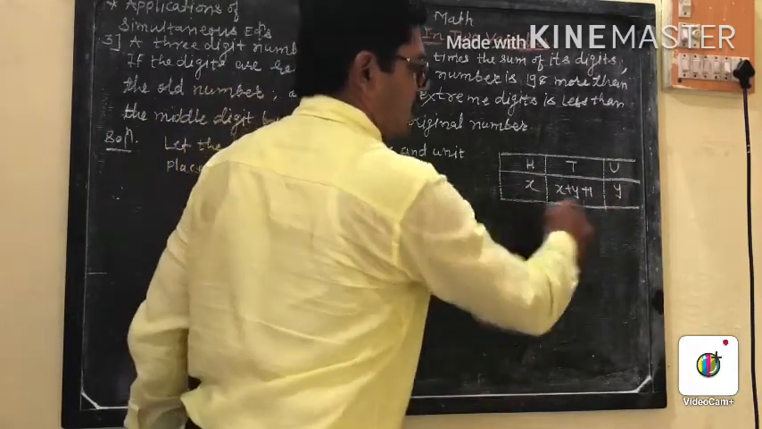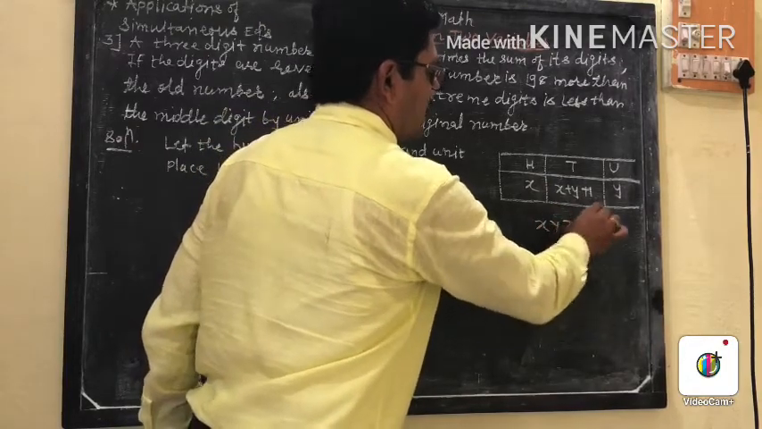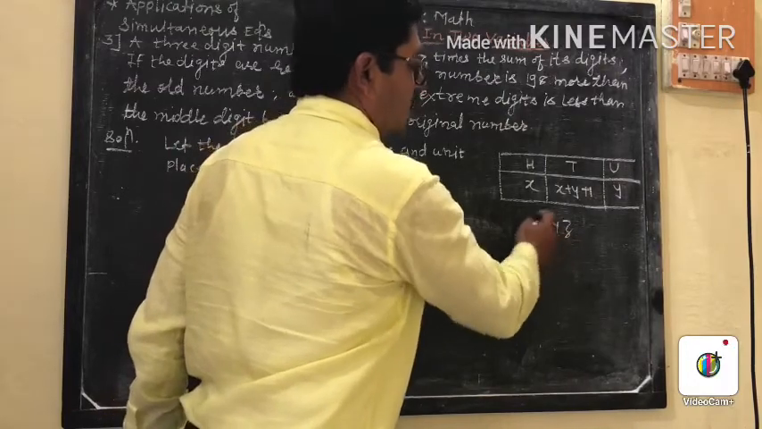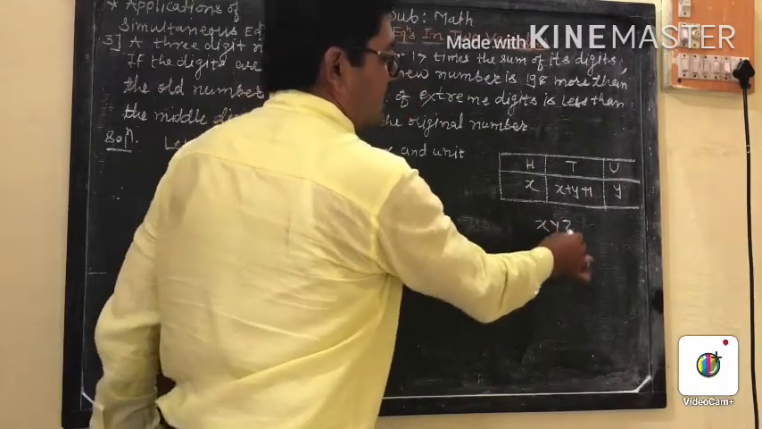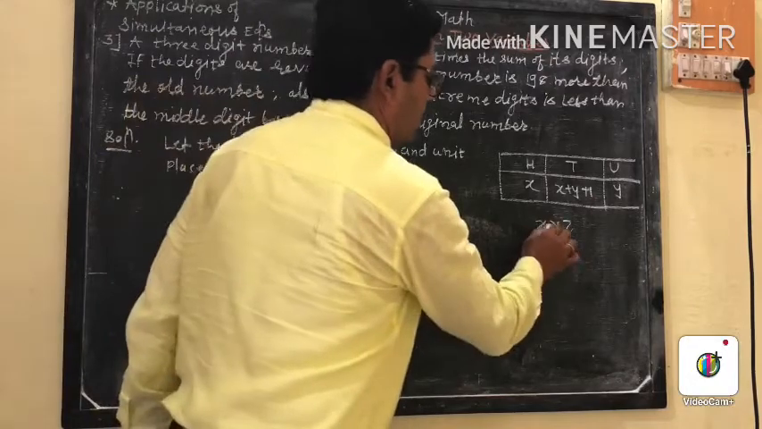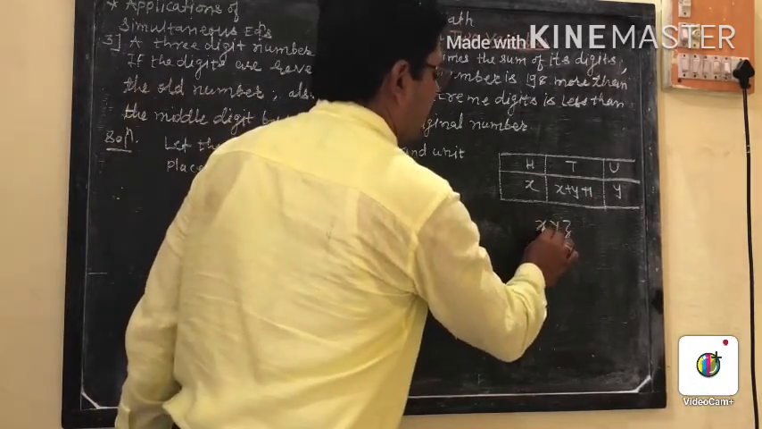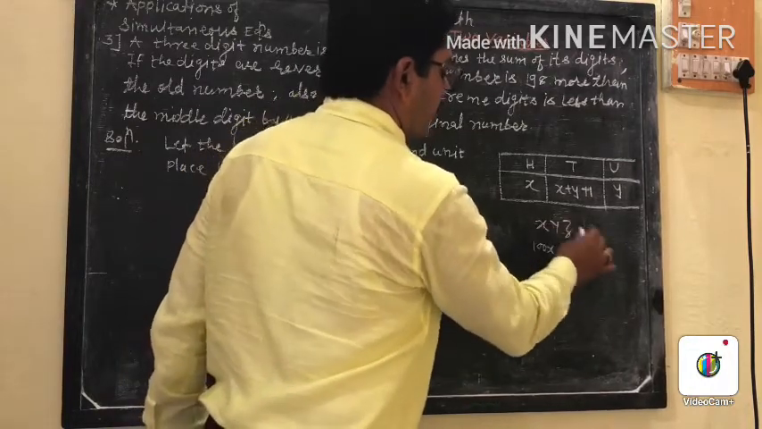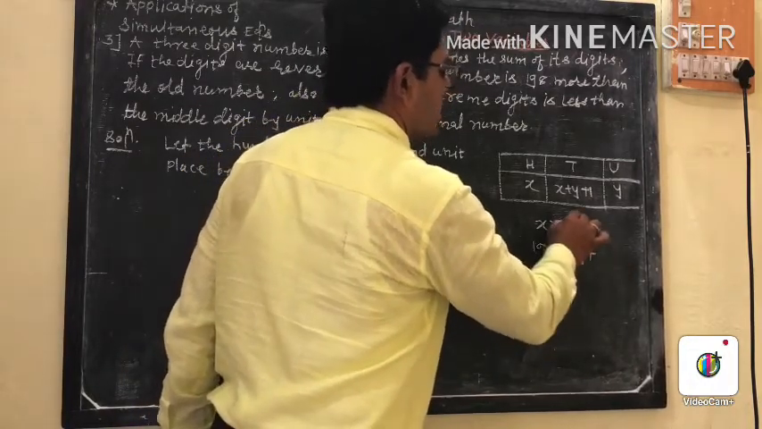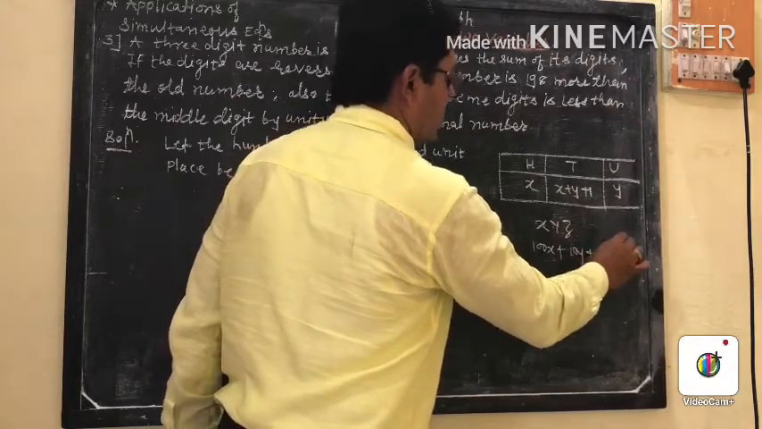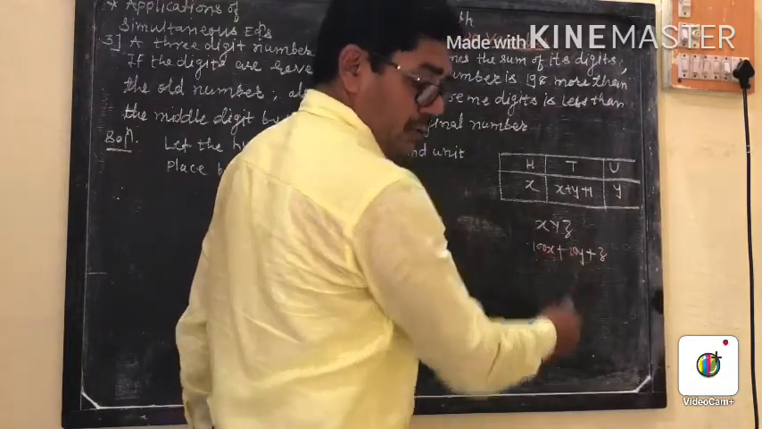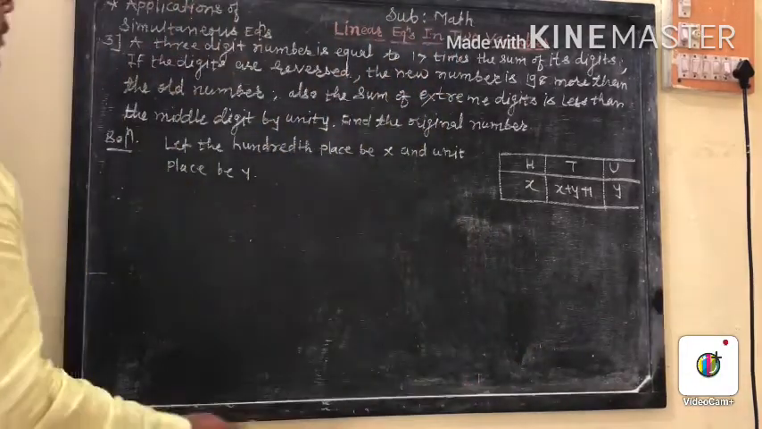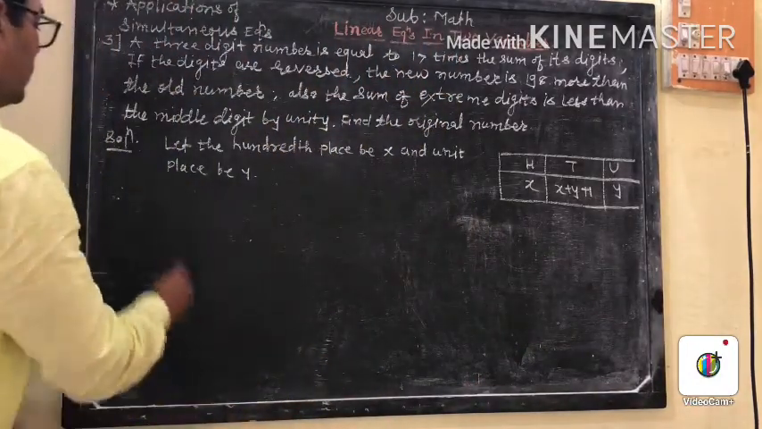Like this, x, y, z is not a number. If these are the three digits, this is not the value of that number because there is a multiplication here. This is the hundreds place, means 100x, this is the place value of that digit, tens place means 10y, and units place means 1 into z, means z. This is the value of this number. Like this, we have to find the value of the 3-digit number.